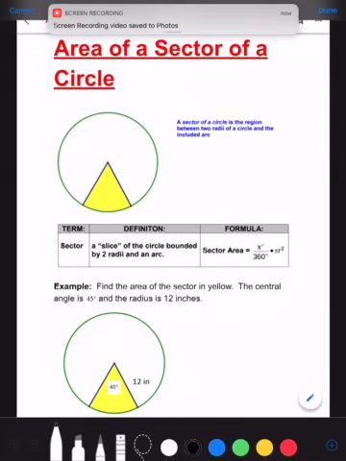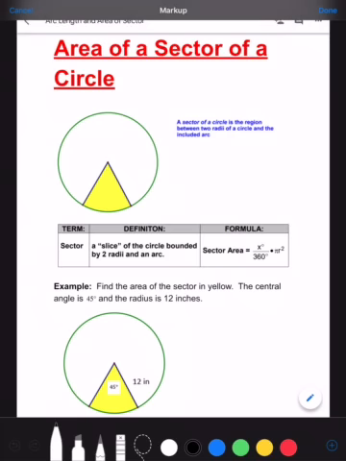Now we're going to be talking about area of a sector of a circle. Before we do that, we need to define what a sector is. Okay, so I'm going to read from here. A sector of a circle is the region between two radii of a circle and the included arc.